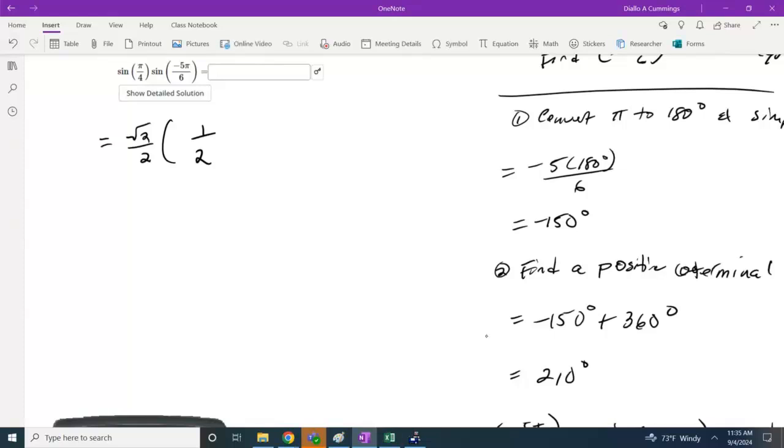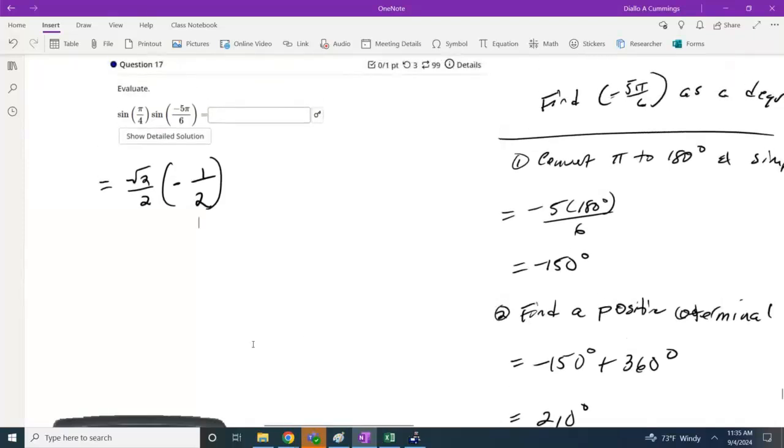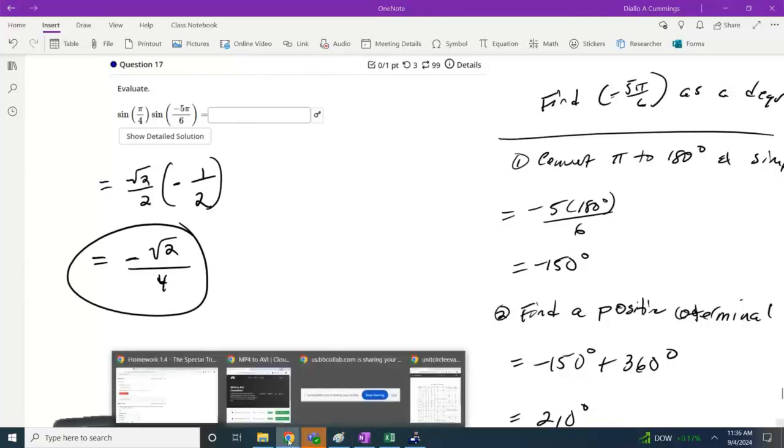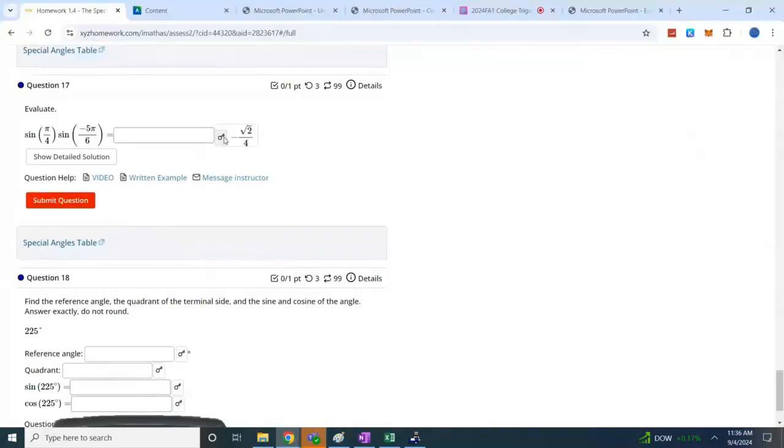And this is times. Because notice that this is a product, sine of pi over 4 times. So I'm not adding or subtracting, I'm actually going to multiply. So in order to multiply fractions, we multiply our numerators, multiply our denominators. A positive times a negative is a negative. Square root of 2 times 1 is square root of 2. 2 times 2 is 4. So negative square root of 2 over 4 should be our value.